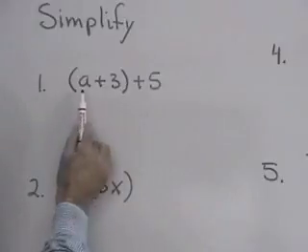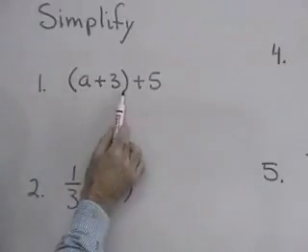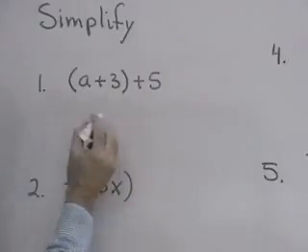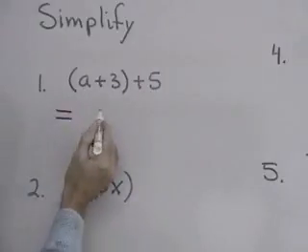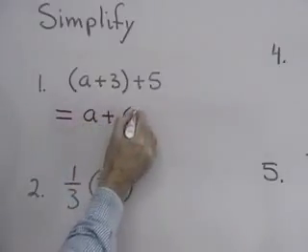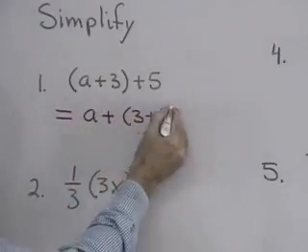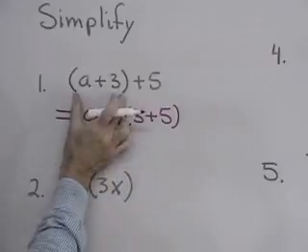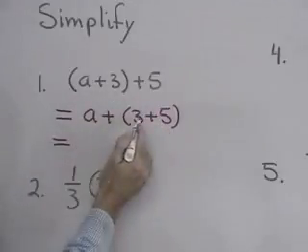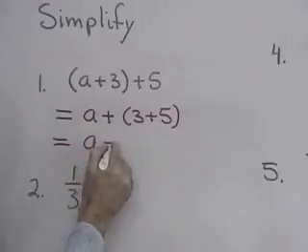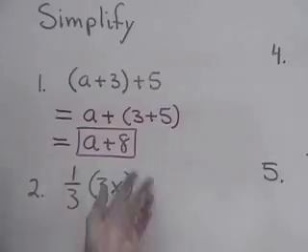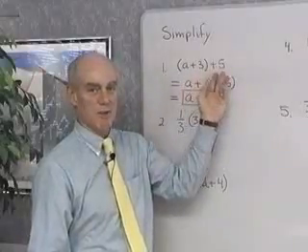The instructions are simplify, and I have in parentheses a plus 3 and then outside parentheses plus 5. What allows me to simplify this is the associative property of addition, and so I'm going to rewrite this sum as a plus the quantity 3 plus 5, using the associative property to change the grouping from a and 3 to 3 and 5. Now that I've grouped 3 and 5 together, I can simply add them, a plus 8. So a plus 8 is the simplified version of the quantity a plus 3 plus 5.